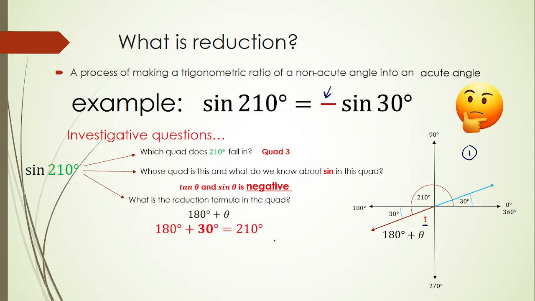Well, it's 180 plus theta, and you ask yourself 180 plus what? And that what has to be acute. If it's not acute, you're in the wrong quadrant. Okay, 180 plus what is equal to 210, and it came out to 30. So that's how you do it. Sine 210, well, sine is negative in that quadrant, so it's a negative. Using the reduction formula that's given in that quadrant, 180 plus theta, we ask ourselves 180 plus what is 210? Well, it's 30. Okay, hopefully you understand, you've written all your notes, let's move on.